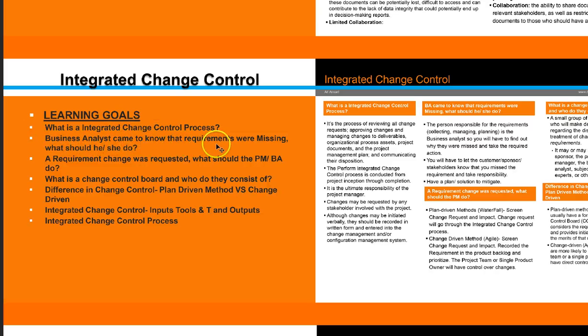The business analyst came to know that requirements were missing. What should he or she do? Then a requirement change was requested. What should the BA or a PM do? What is the change control board and who does it consist of? Then the difference between the plan-driven method and the change-driven method. The plan-driven method is the waterfall methodology and the change-driven method is the agile methodology. Then the integrated change control inputs, tools, techniques and outputs, and finally the integrated change control process.